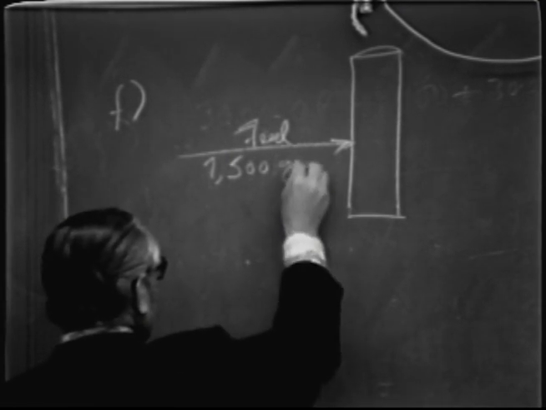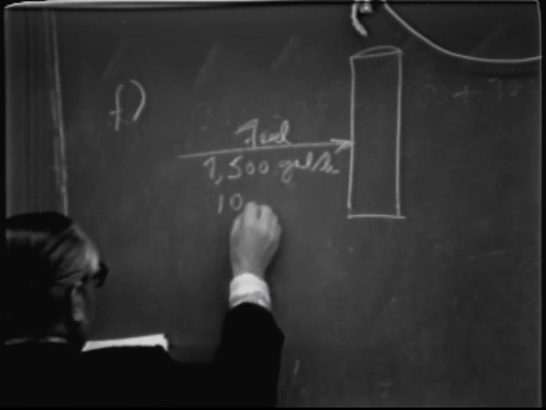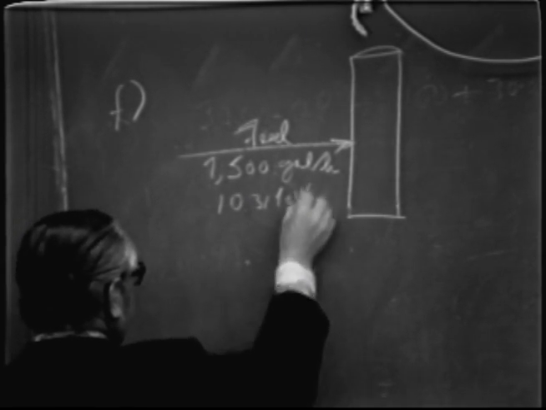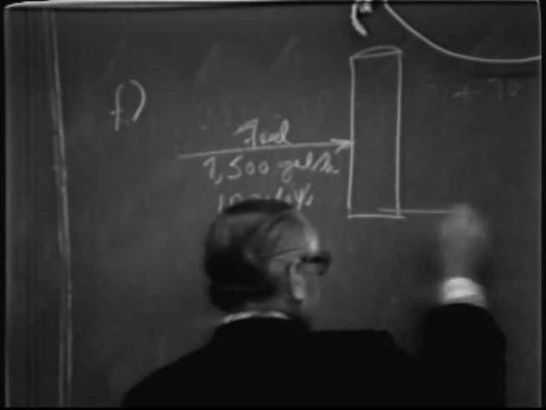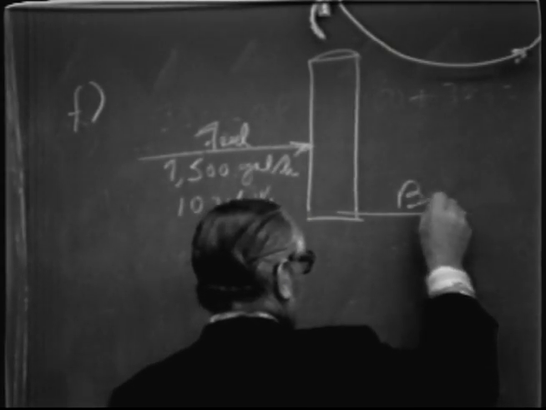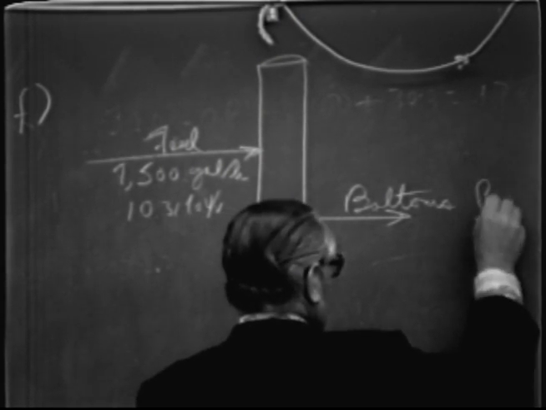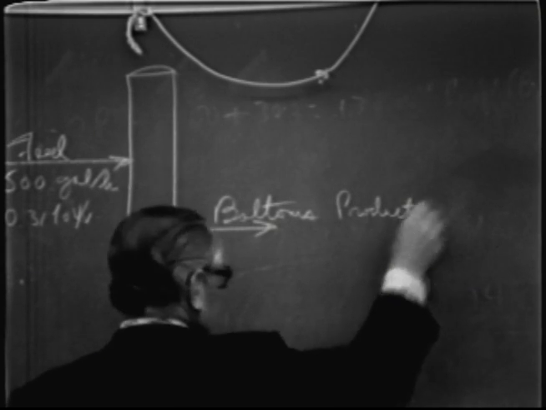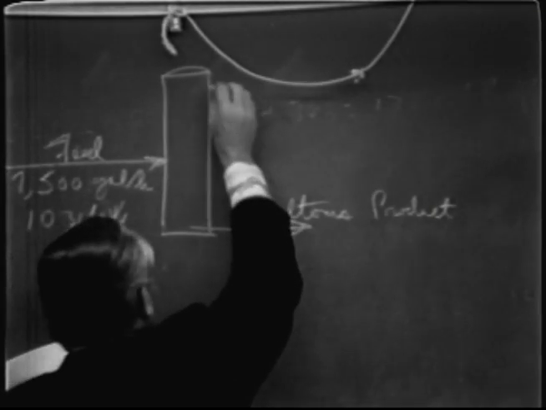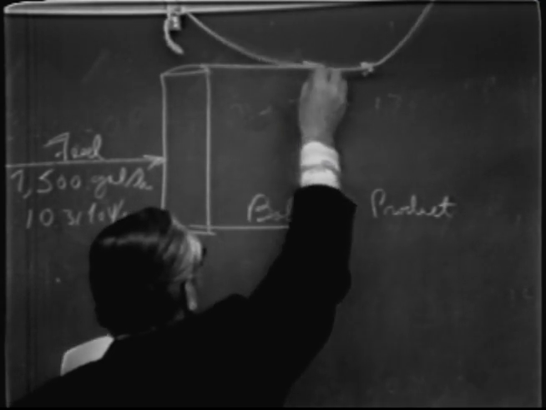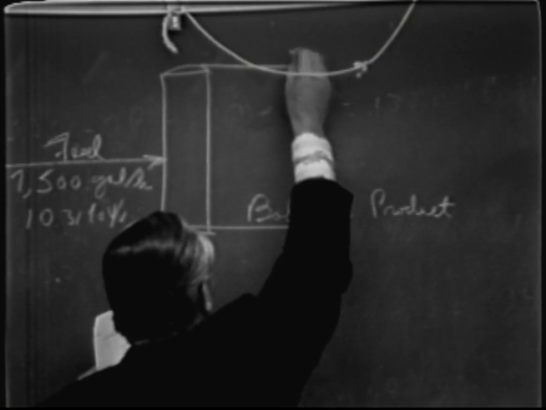7,500 gallons per hour, and 10.31% by volume. And this is separated into a bottoms product, or just bottoms as we usually call it, and a top product. And we'll just indicate here that this is the product of the distillate.